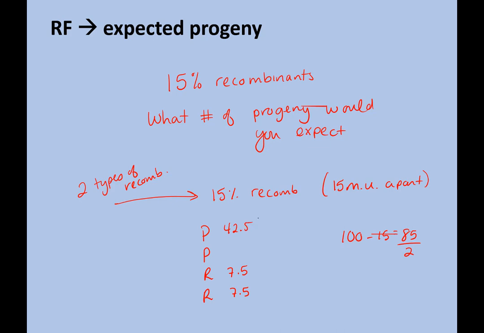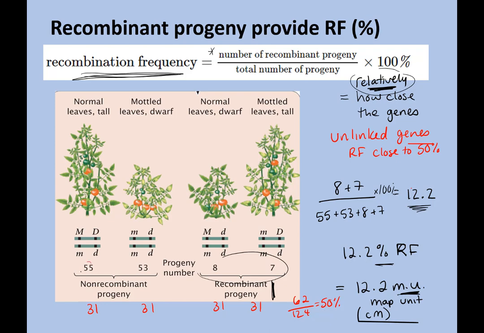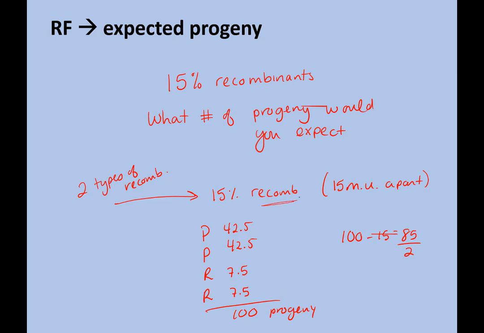So you would expect, if we had a nice round number of 100 progeny, about 42 to be one parental genotype, 42 to be the other parental, 7.5 to be one recombinant, 7.5 to be the other. So those numbers are coming in here. These are a little lower because they only had a 12.2% recombination frequency, right? So you can go from number of recombinants to recombination frequency to map units, and vice versa. Map units to recombination frequency to expected progeny. So that's a little fun math to do.